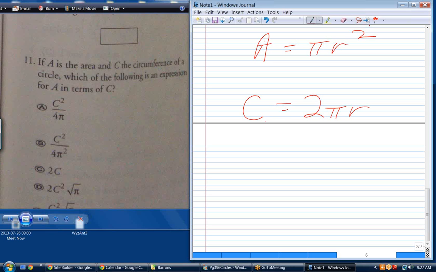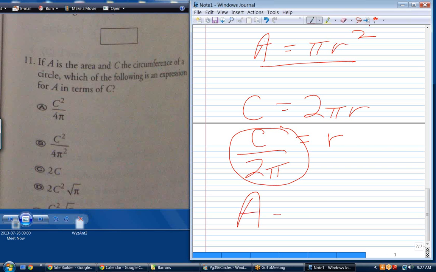I am really not sure. Okay, let's take the circumference formula and solve for R. It'd be C divided by 2 pi. Now let's take that R and plug it back into the area. In other words, area is now, instead of pi r squared, R is C over 2 pi, squared.